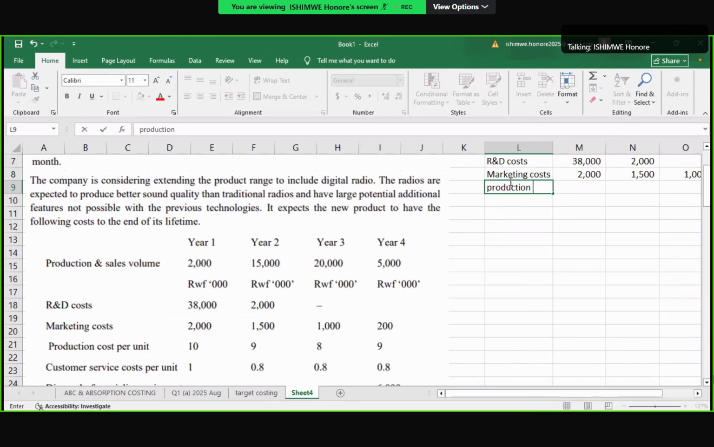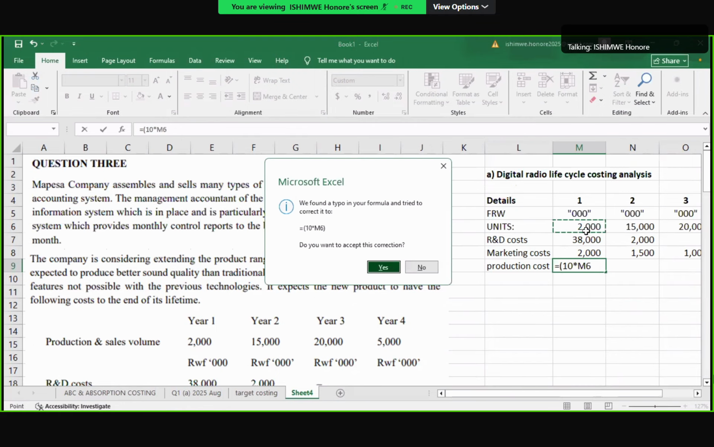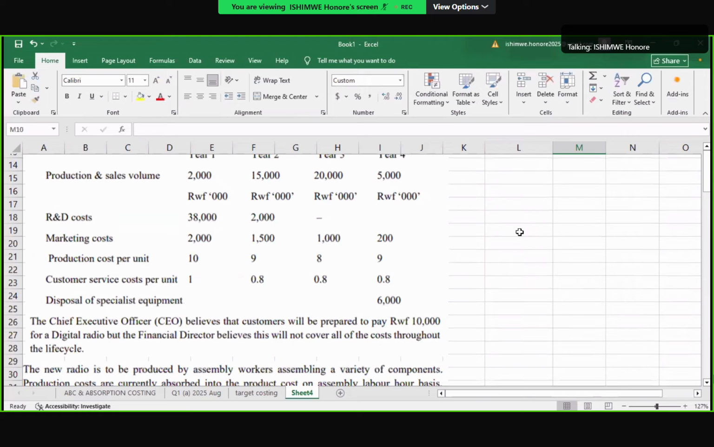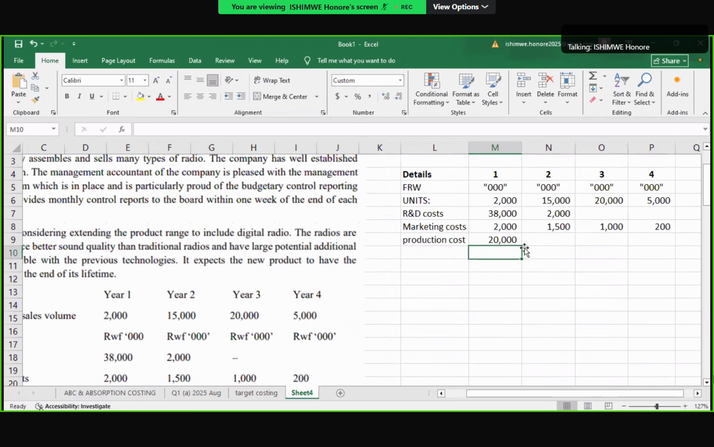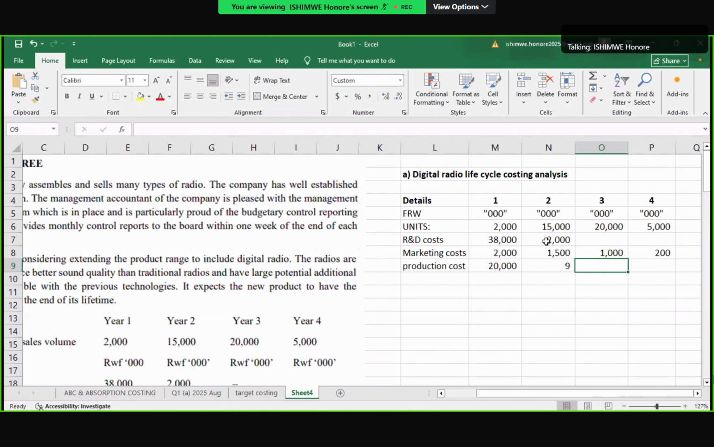Production cost, I will not say per unit, I will say production cost only, because I don't need it for 1 unit, I need it for the whole units they produce. It is 10, and they say per unit, so I have to multiply by the whole number of units to get it for these units. So the production cost for the whole units, we don't even need workings. We need only to multiply, because it is straightforward, times this 2,000. This 2,000 is 20, and here it is 9. In the second there it is 9. Here I can say 9, and here it is 8 and 9 again. 8, and here it is 9.